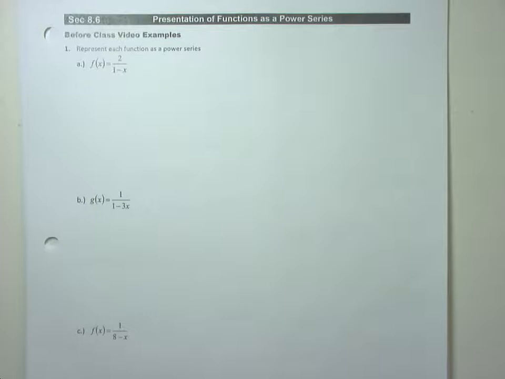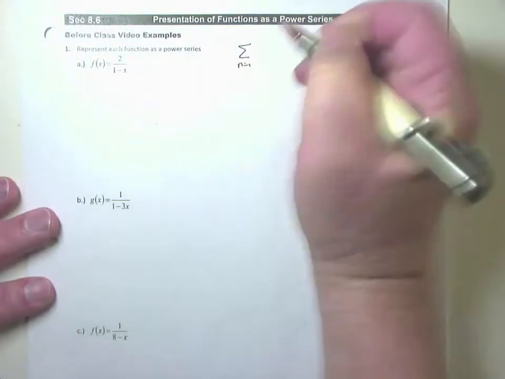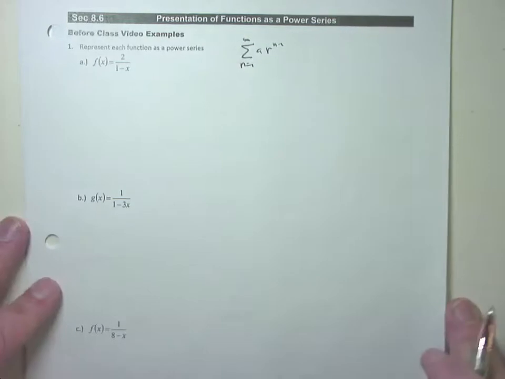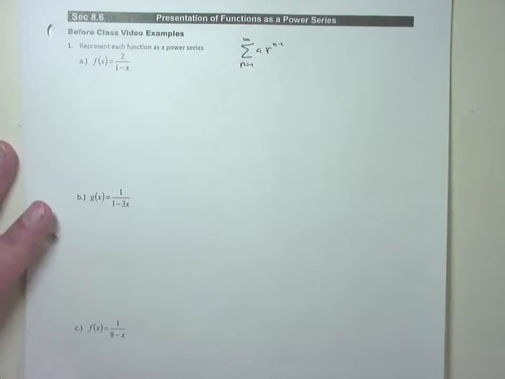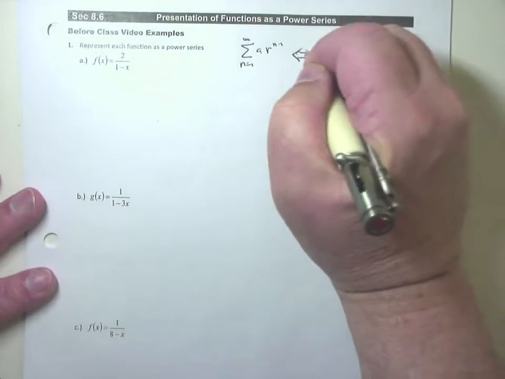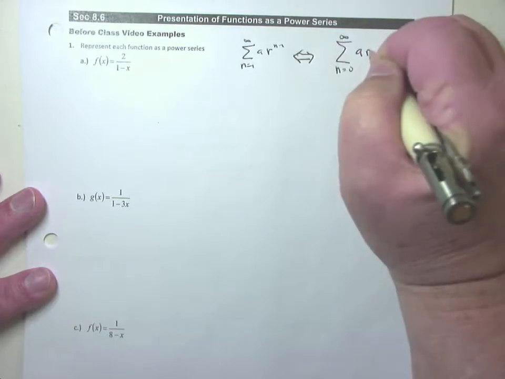Hopefully you watched the pre-section video on this stuff, but the big deal is this: we're going to be converting stuff over. We're going to use the famous geometric series. We had the geometric series being the sum as n goes from 1 to infinity of a r to the n minus 1. But to make this look a little nicer and cleaner, because we are going to do some calculus on this, it is equivalent to the sum as n goes from 0 to infinity of a r to the n.